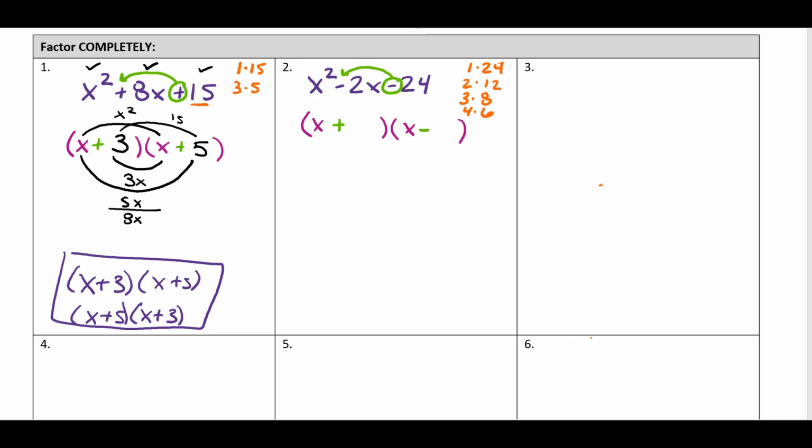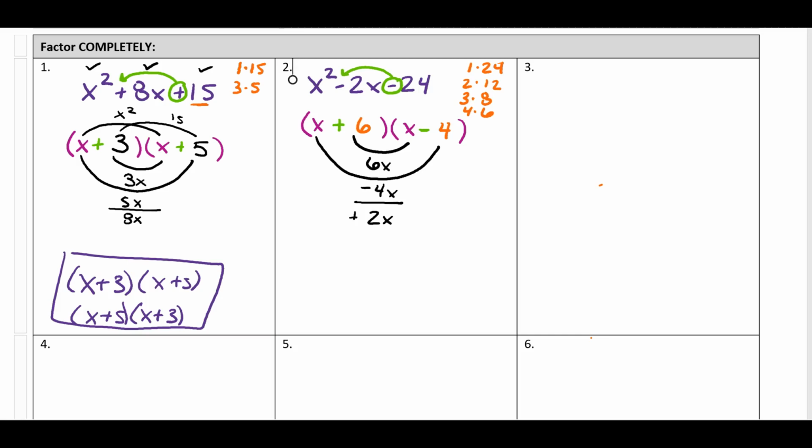Again, I tend to like to start at the bottom. I'll probably start with 4 and 6. So I'm going to plug a 6 in here and a 4 in here. Now when I check this, 6 times x is positive 6x, and x times negative 4 is negative 4x. And that's going to add to positive 2x. Now that's pretty close to what I need, but not close enough. I need a negative.